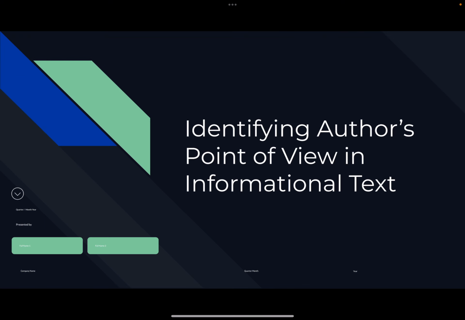Hi, 7th grade. Today we're going to be talking about identifying an author's point of view in informational text. Now, this is different than literary text because in literary text, an author's point of view would be talking more about the amount of information that the author gives the reader when they're reading a passage. In informational text, the author's point of view is actually identifying the opinion of the author in using the claim, evidence, and reasoning that they put in their writing. So today we're going to talk about basically finding the author's opinion in a piece of informational text about a topic.